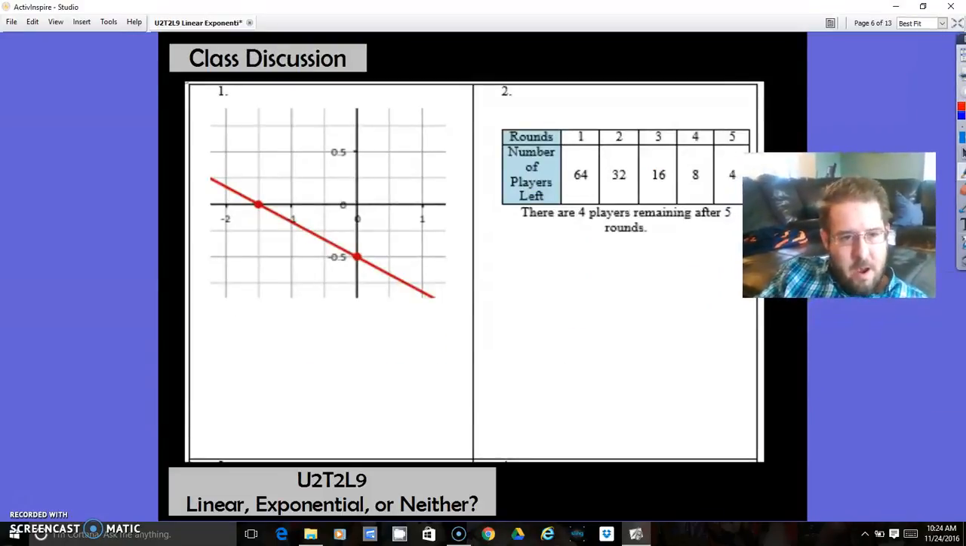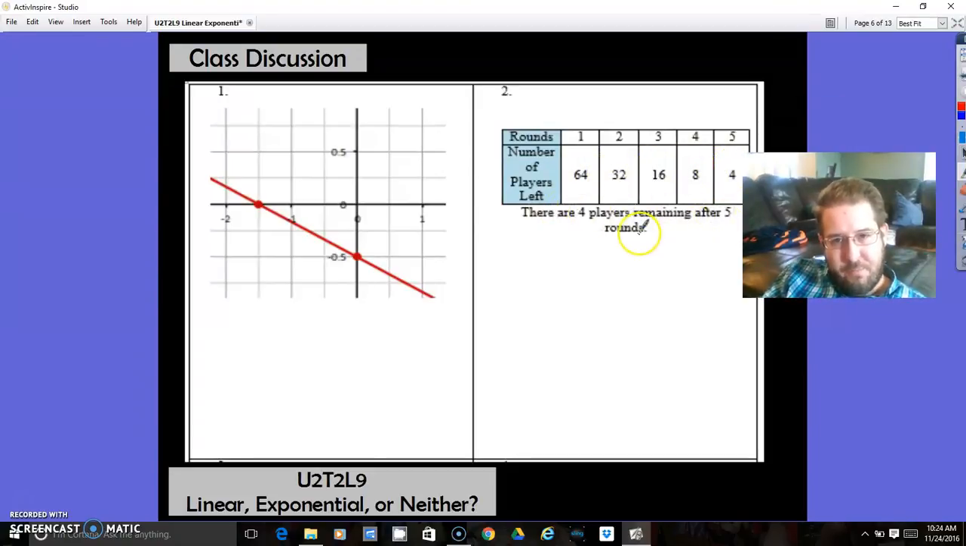All right, so this one is a straight line. That is equal differences over equal intervals. So as this line is going equally to the right, it is going equally down. So it has a common difference. All right, this one is, so that's linear. This one is exponential because you can clearly see the numbers are getting half as big.